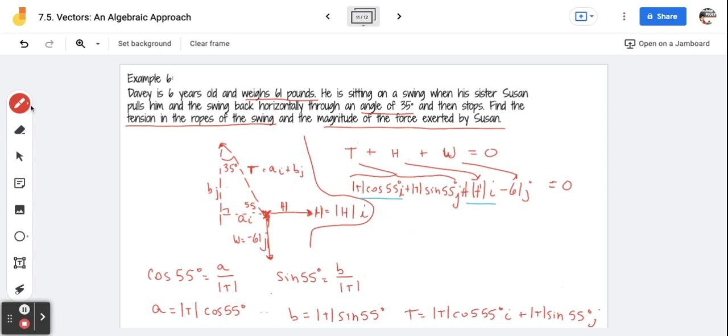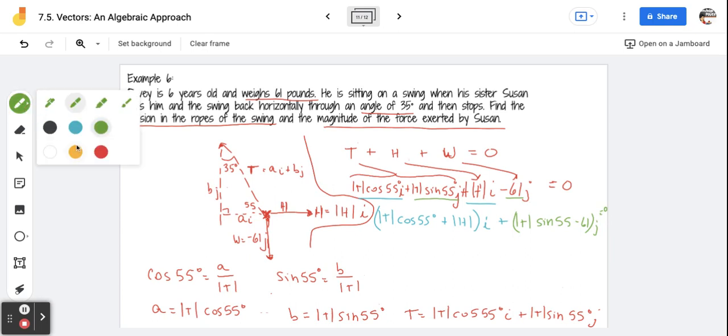All right, so I have T cosine 55 degrees, so I'm adding this and the other I, plus the magnitude of H, and those are all I. Plus, now let me add the J's together, in a different color. So the J's are this one and this one. So I have the magnitude of T sine of 55 minus 61 J, and that's all equal to 0. So the horizontal component is this and the vertical component is this, and it's equal to 0. In component form, that would be 0, 0.